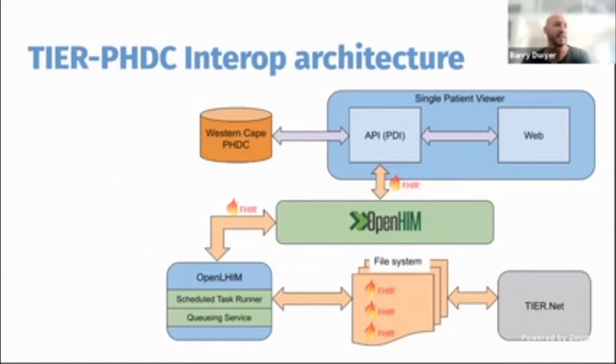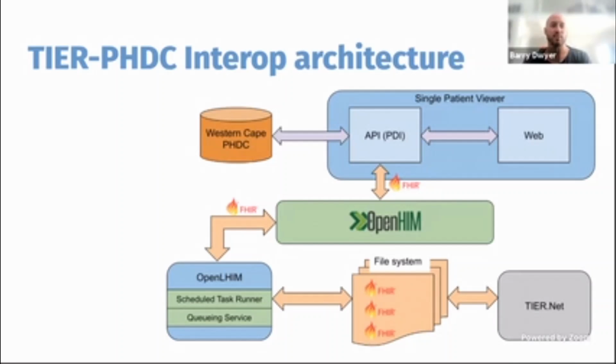This is just a little diagram of the kind of architecture. This is the PHDC, which Pierre spoke about. The PHDC is the main data center in the Western Cape, so that's where a lot of our lab results are coming from. Then there is the OpenLHIM in the middle, and Matt and Pierre both spoke about that. That is the Open Health Information Mediator, which is just transferring all the requests to the right places. Then the OpenLHIM will do a request using FHIR.